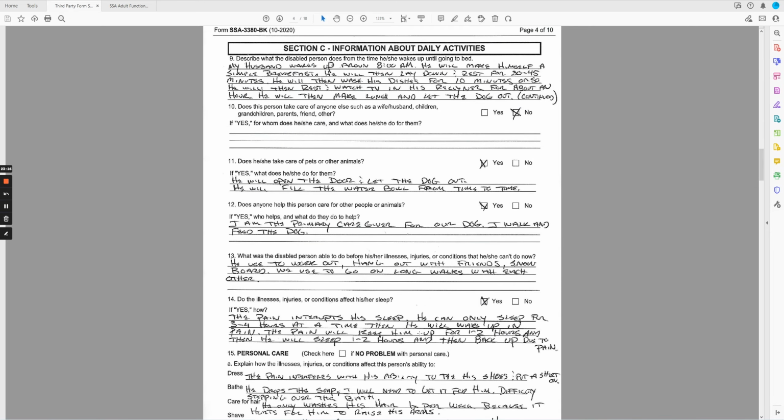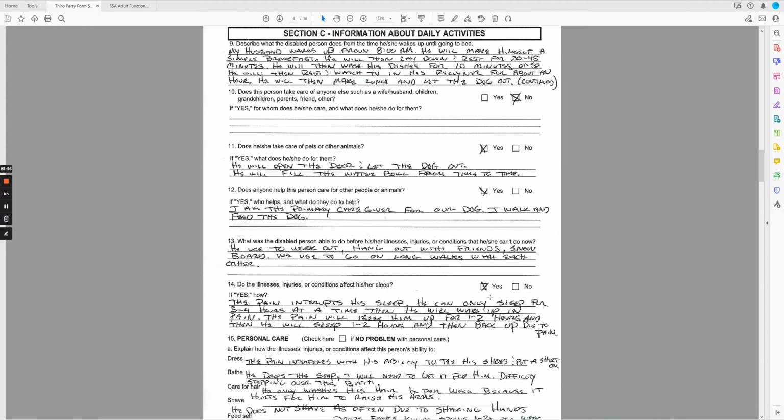And I think the way we answered this was also consistent. And so, does the illness, injuries, or conditions affect his or her sleep? We put yes. And again, they're looking at how consistent the way this person lives their life, including the way they sleep, is with all the reasons they say they can't work. And in this scenario, we're saying pain.